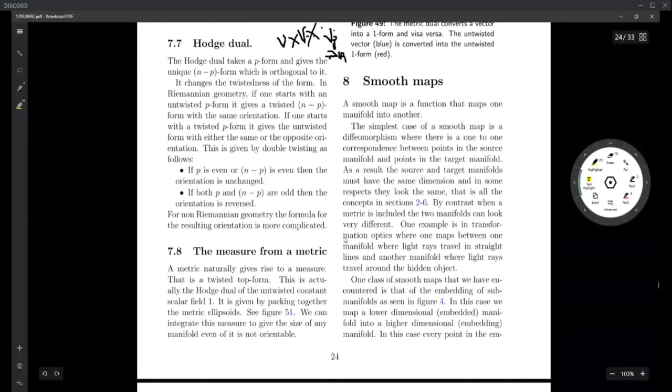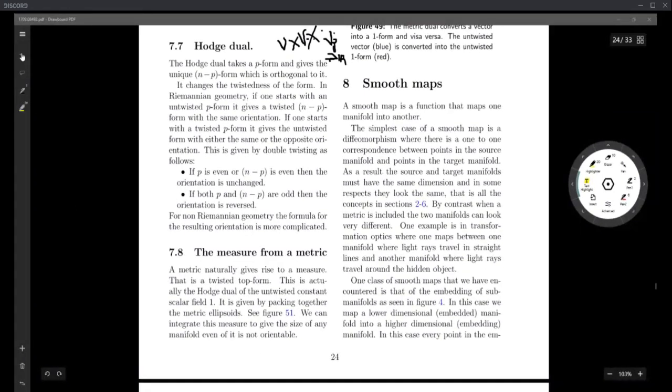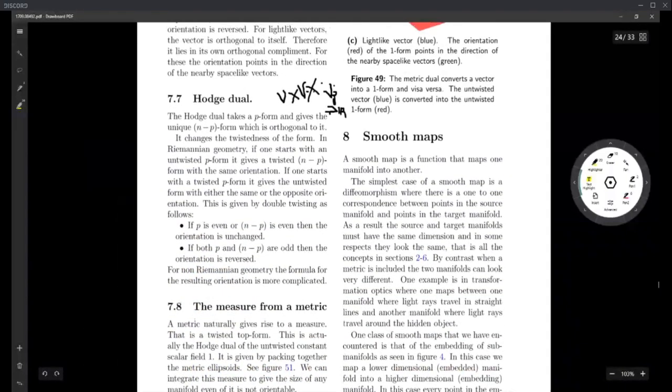The measure from a metric is a concept that's given very little space, so I'd rather not delve into it.